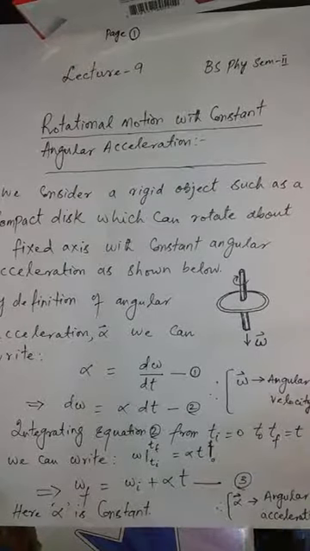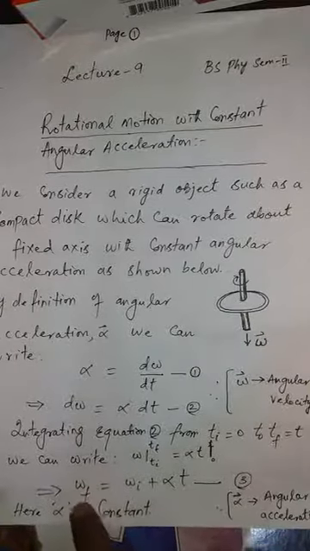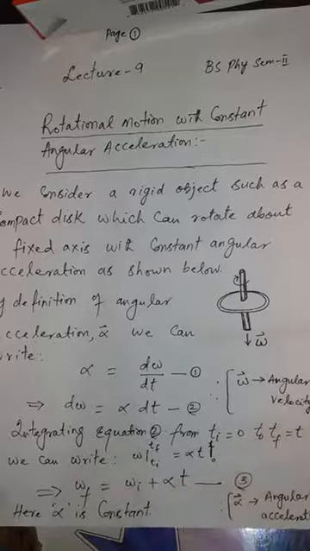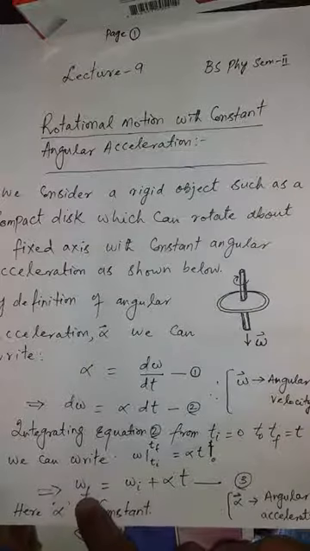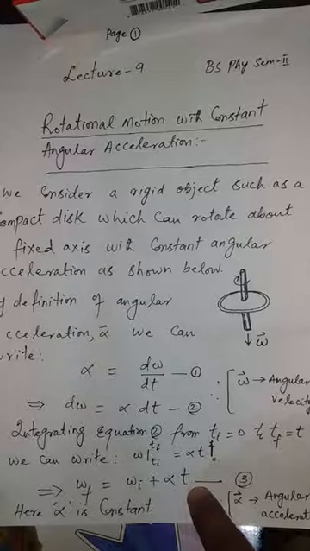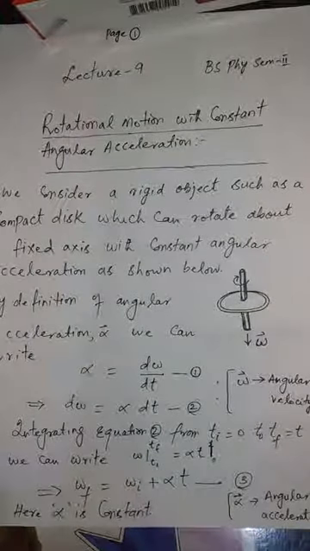We can see that if omega is replaced with v and alpha is replaced with a, we transform this equation into vf equal to vi plus at, which is the equation of linear motion with constant acceleration.